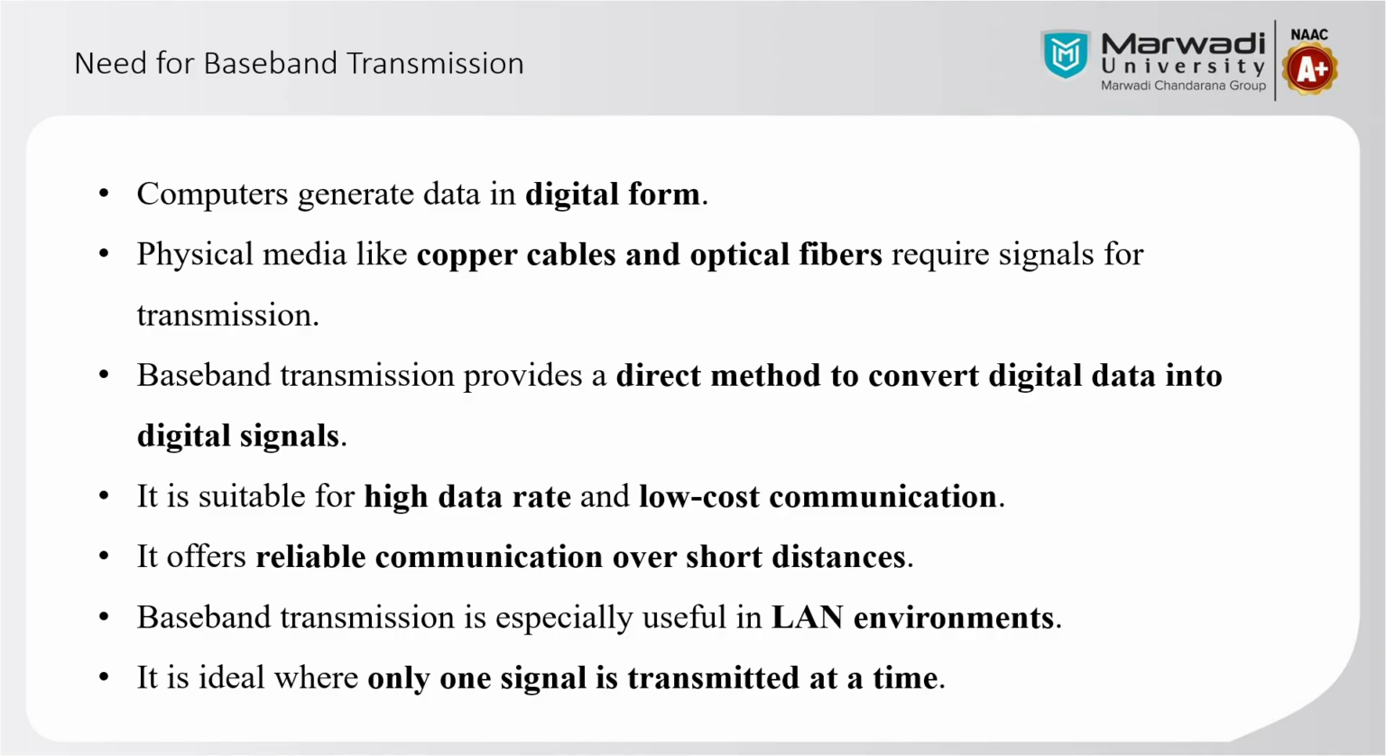Computers generate data in digital form, but physical media like copper cable and optical fiber require signals for transmission. Baseband transmission provides a direct way to convert digital data into a digital signal. It supports high data rates and is suitable for low cost communication systems. It offers reliable communication over short distances, which makes it ideal for LAN environments. Baseband transmission works best where only one signal is transmitted at a time.